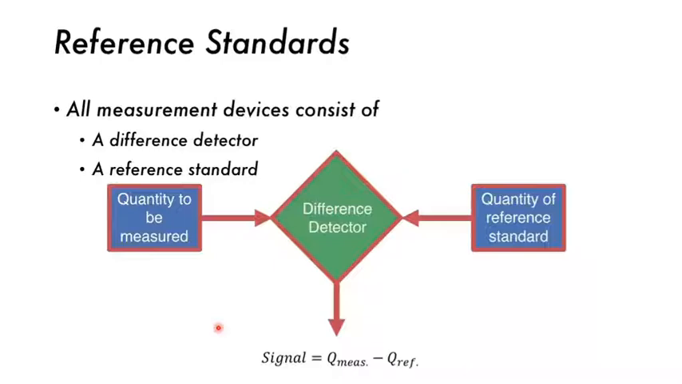In order to actually make these measurements, we need reference standards. All measurement devices consist of a difference detector and a reference standard. The reference standard is what we measure against, and the difference detector determines the difference between the analyte, the unknown, and the standard. So we have the quantity to be measured, our analyte or species of interest, and then we have the quantity of the reference standard. We detect the difference between those here. The signal is going to be the quantity measured, our analyte that we're interested in, minus the quantity from the reference standard. And so that will be our signal.